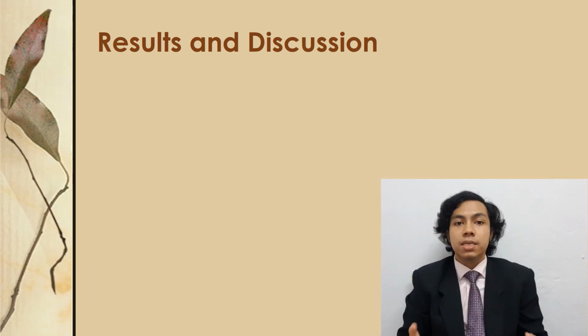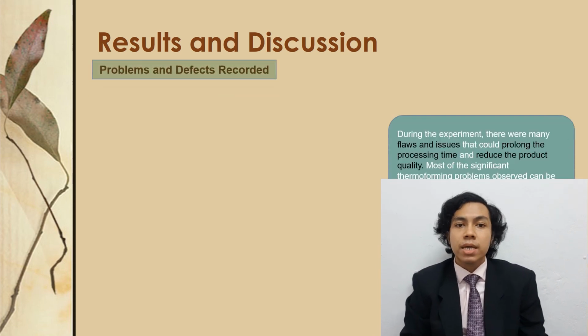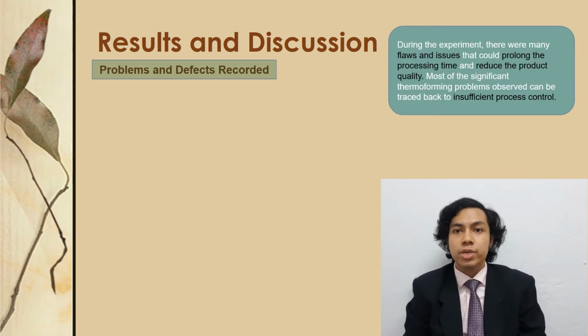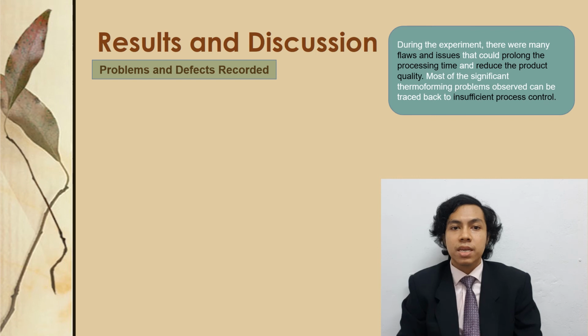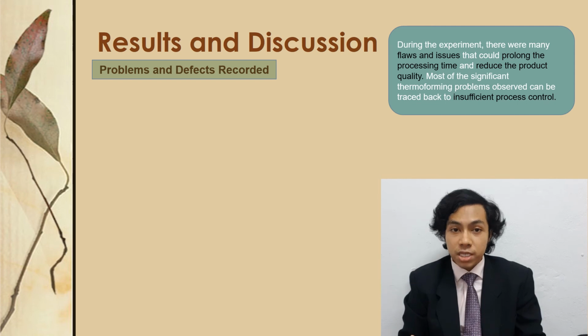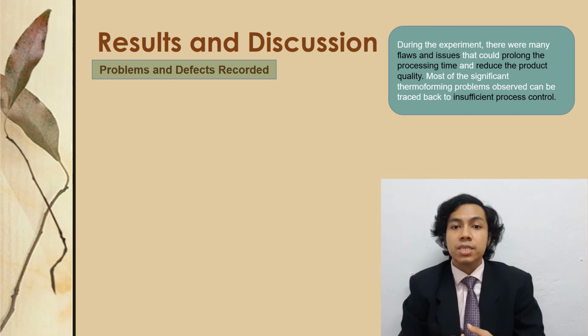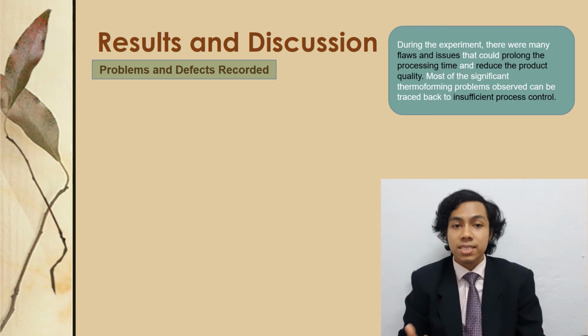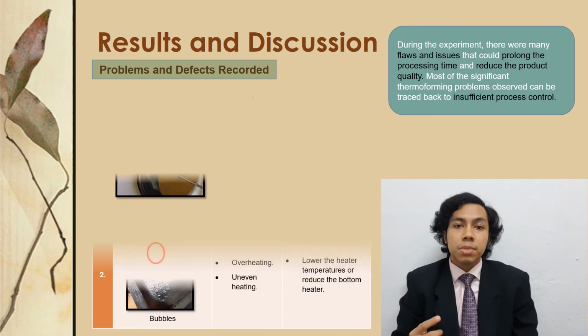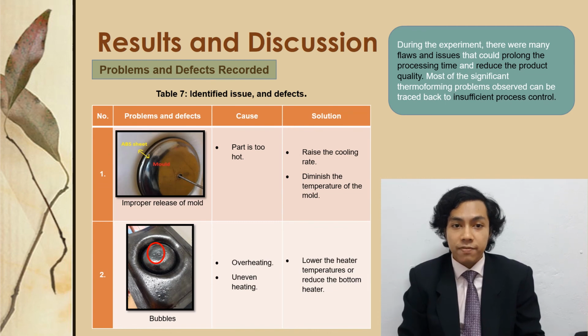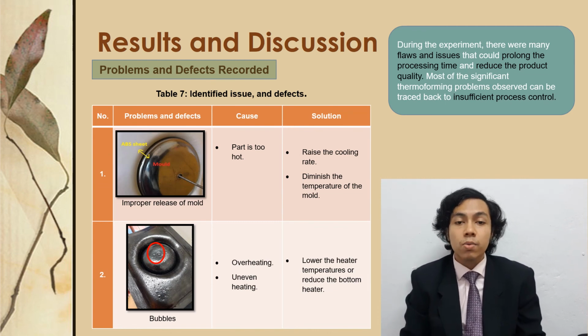The next result is the problems and defects recorded. During the experiment, there were many flaws and issues that could prolong the processing time and reduce the product quality. Most of the significant thermoforming problems observed can be traced back to insufficient process control. Improper sheet temperature is the primary source of the problem at forming. Inadequate vacuum forming control and insufficient cooling system are also common causes.